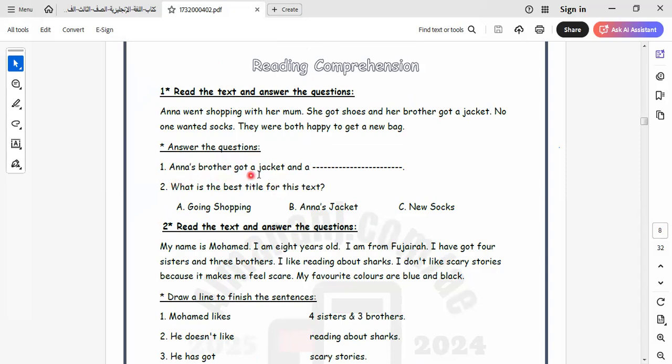Here, Anna's brother got a jacket and what else? Jacket, got a jacket, and a bag. Here it says a new bag. Both have a new bag. So here we have got a jacket and a bag. The answer here is bag.